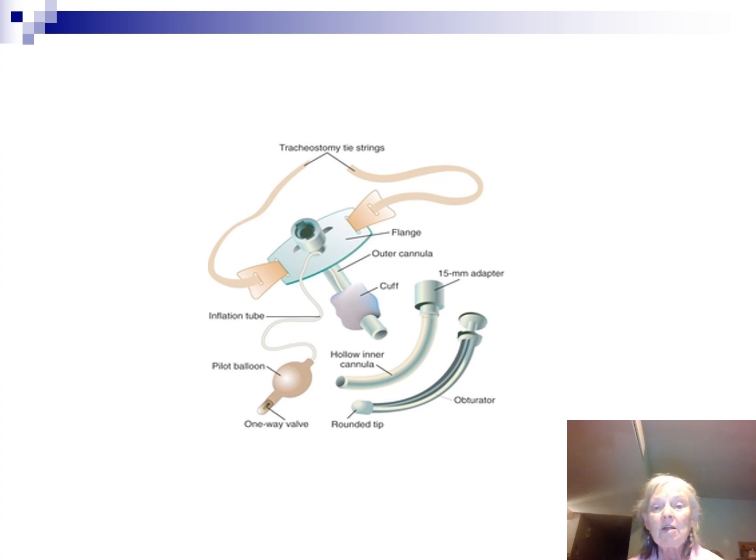The inner cannula is hollow. It has a patent portion of it. This allows us to go ahead and suction the patients if we need to. This is what the patients breathe through, and we can clean it out and toss it if we need to. And again, this is your obturator. Your obturator is a solid piece, and there's that rounded end on it.